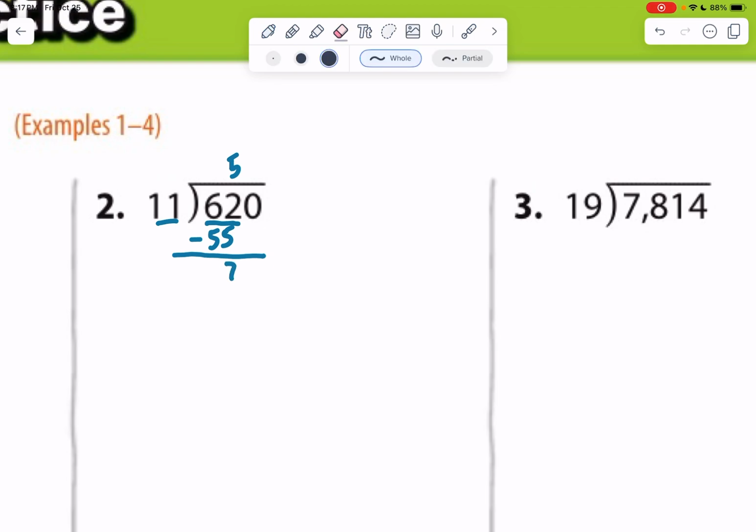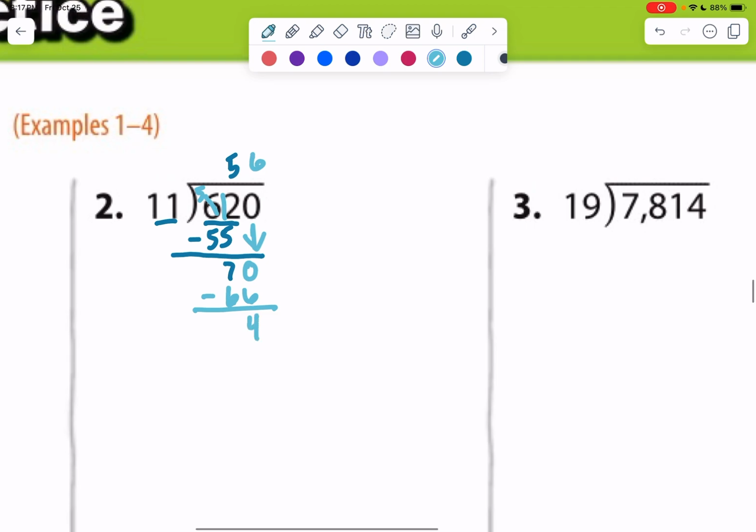It's 7. But you could have done this too, guys. You could have gone 5, give it to the 2. You could have done that. Okay, now we bring down. So we have 70. So 55, 66, 77. Oh, it's a 6 this time. 6 times 11 is 66. Subtract. All right, 70, take away 66. From 66 to 70 is 4 more. So 70, take away 66 is 4. I have nothing else to bring down. So it's a remainder 4.